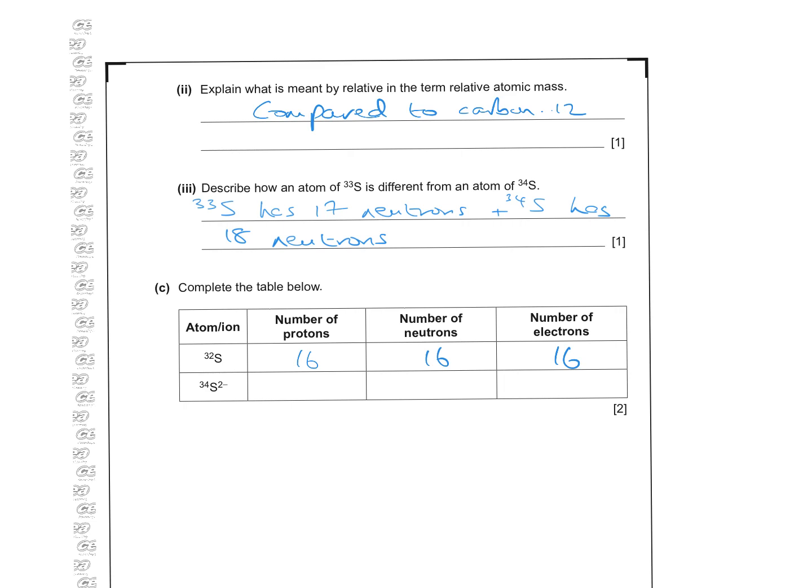On to then the second part, the sulfur 34 2-. The protons will still be 16 because it's based on sulfur. The neutrons, you subtract the 16 from 34, 18. And now the electrons, notice that the charge is 2-. That means that 2 electrons have been gained. There were 16 originally, plus another 2, there would be 18.